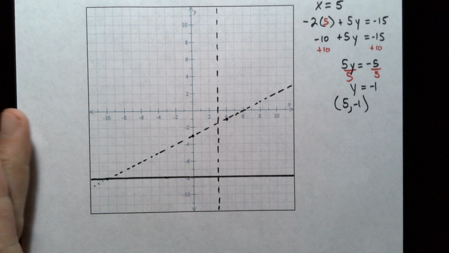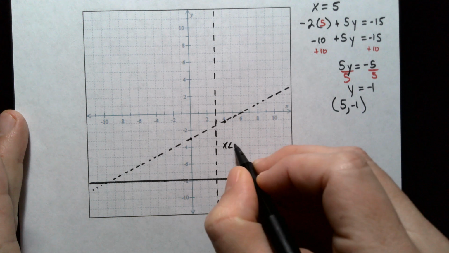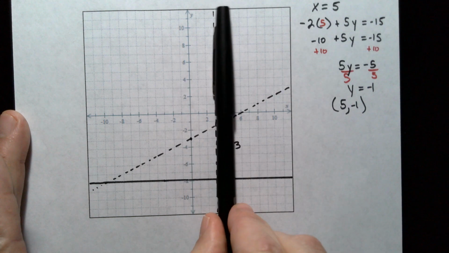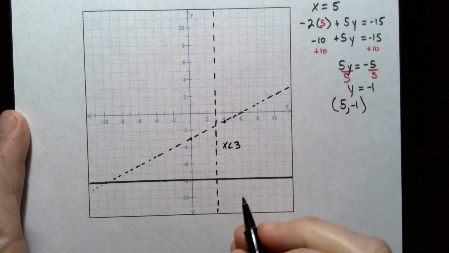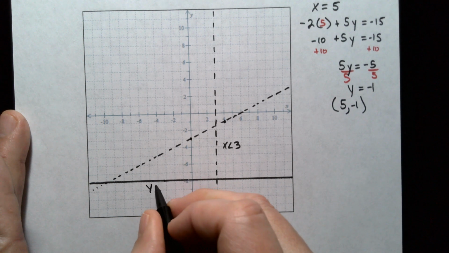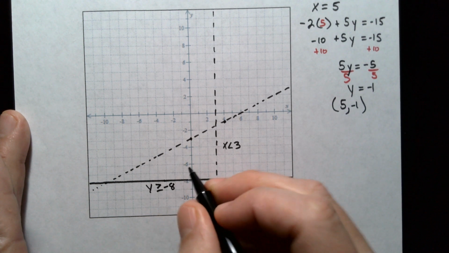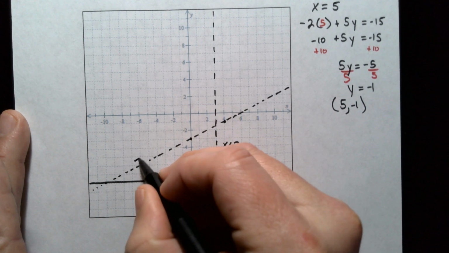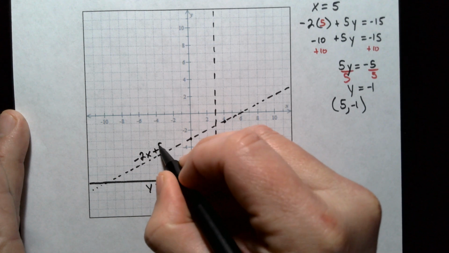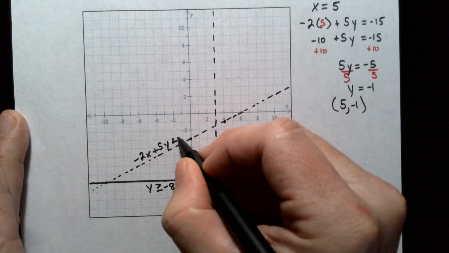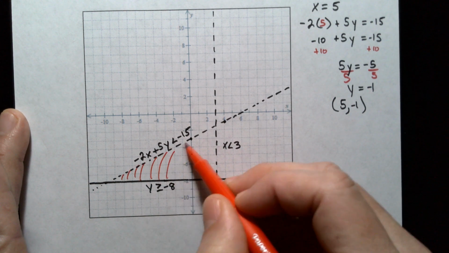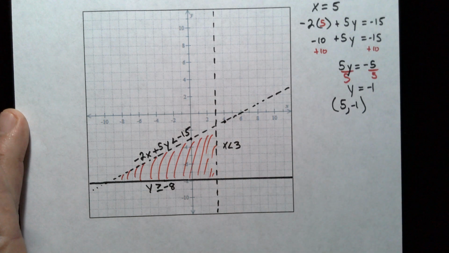Okay, so I'm going to label these really quick. This is x is less than 3. So this is the line. Less than means left of it, so I need to shade left over here. And this line right here is y is greater than or equal to negative 8. Greater than means above it. So left of the dotted line, above this line. And then this is negative 2x plus 5y is less than negative 15, and less than means below. So below this line, above this line, and left of this line. So we get this region right here as our solution set.